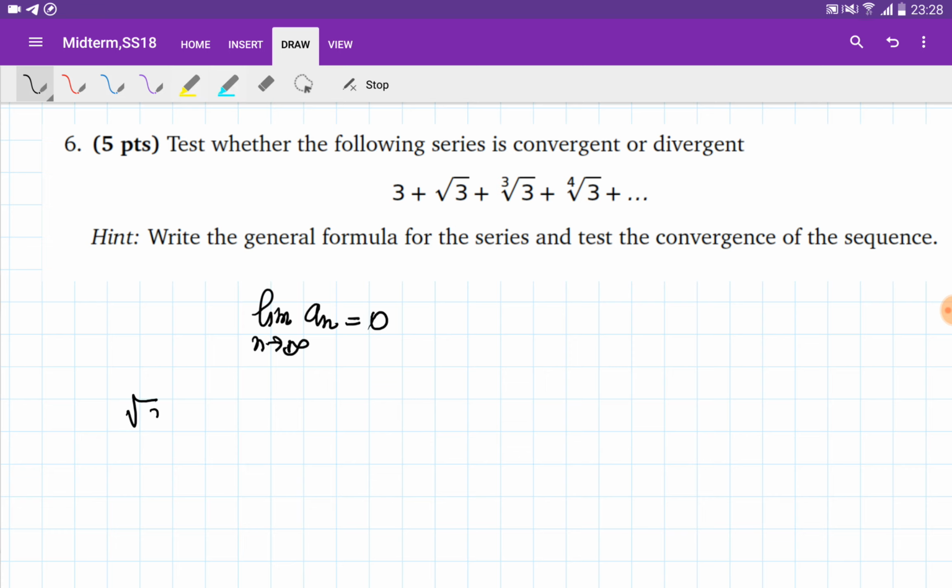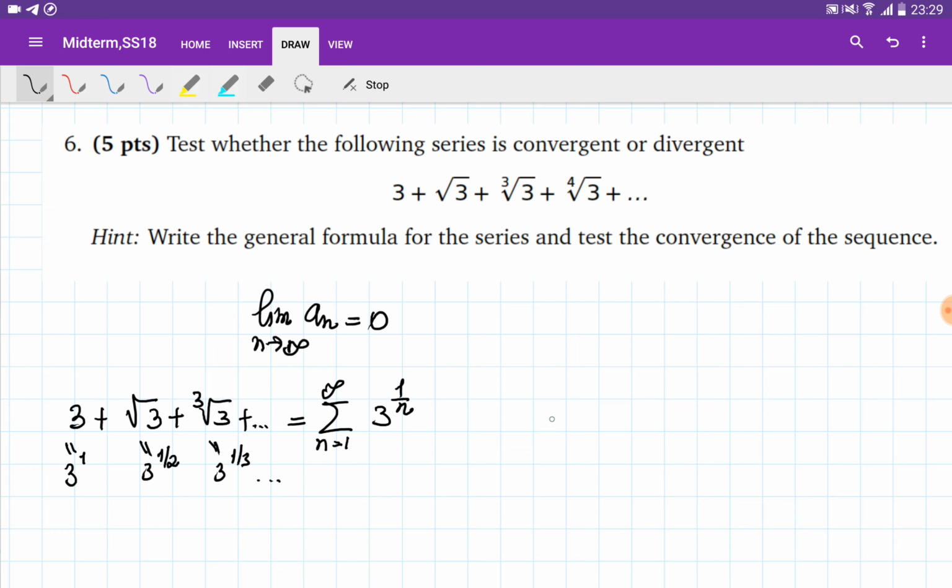So when we write down the series in this form, 3 plus square root of 3 plus cubic root of 3 and so on, the general term of the series can be written as 3 in the power of 1 over n, right? Because please note that this is 3 in the power of 1, this is 3 in the power of 1 over 2, this is 3 in the power of 1 over 3, and so on, when n goes from 1 to infinity. So our a_n is equal to 3 in the power of 1 over n.